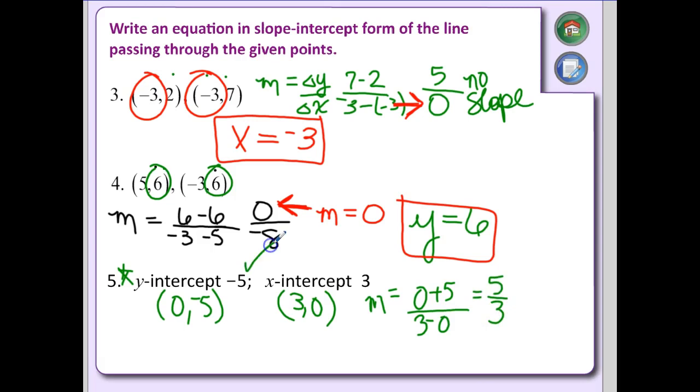They told me my y-intercept, so now let's just put them together. Here we go, we've got y equals, what did we calculate slope as? 5/3, don't forget the x, and then my y-intercept is -5. So that's the equation of the line in slope-intercept form.